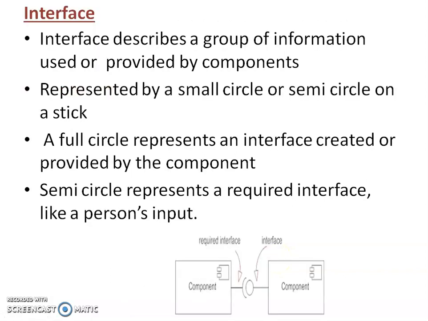Second is interface. An interface describes a group of information used or provided by components. It is represented by a small circle or semicircle on a stick. A full circle represents an interface created or provided by the component, and a semicircle represents a required interface, like a person's input, what we are requiring.